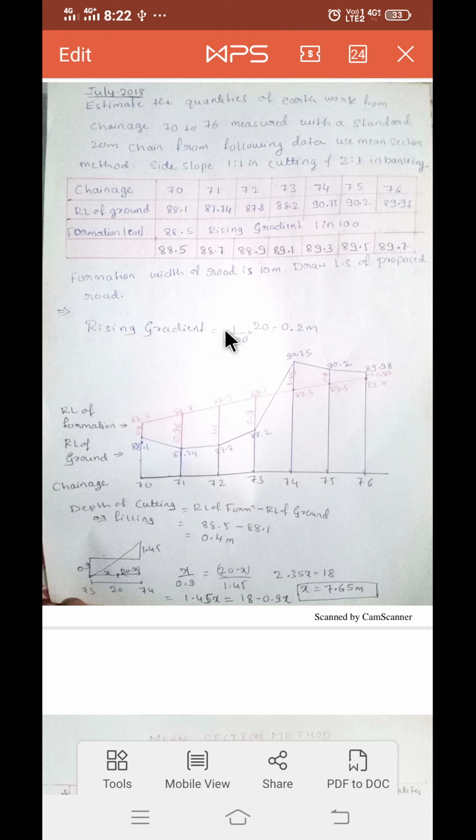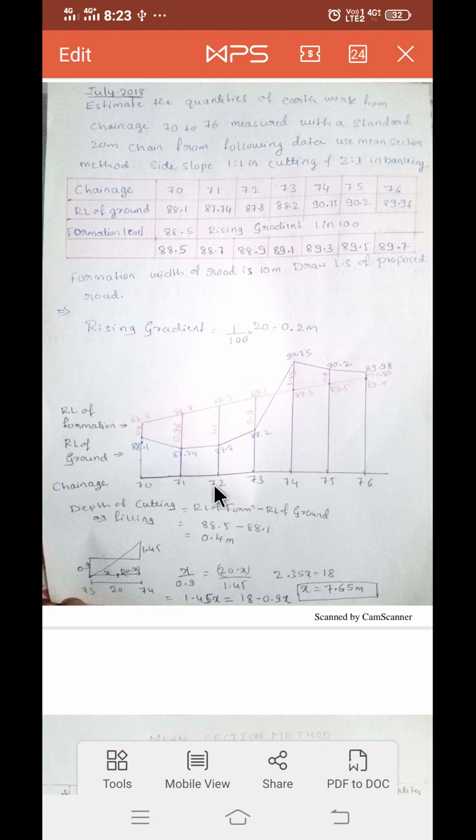So the rising gradient is what? 1:100, so it is 1 by 100, and each chainage has a 20-meter chain. So it is 1 by 100 into 20, which is 0.2. So it is a rising gradient, so 0.2 meter will keep increasing from chainage 70 to 76. So at 70 chainage it is 88.5, next it is 88.7, plus 0.2 it is 88.9, and so on until it will be 89.7 at the 76 chainage.